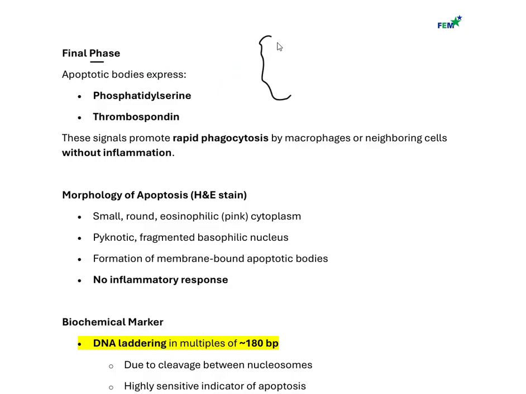So those cells that die by apoptosis, part of the cell will start to break off, right, to form apoptotic bodies. And those apoptotic bodies are going to be what? Phagocytosed by the macrophages or neighboring cells without inflammation. Remember, as opposed to necrosis, whereby you see inflammation, with apoptosis there is no inflammation.